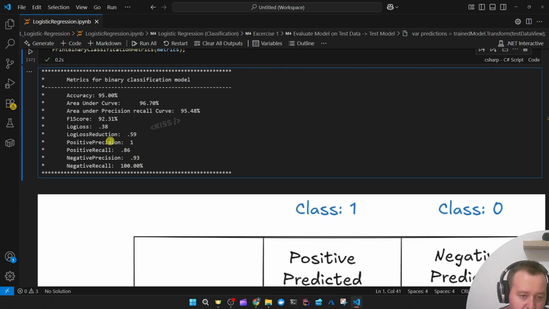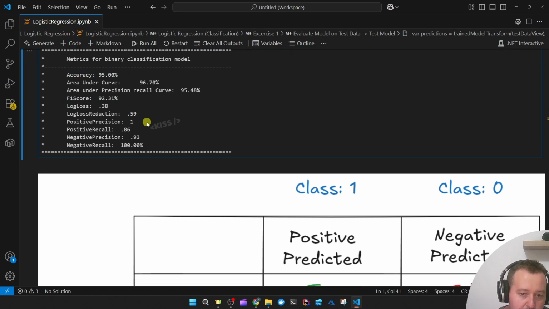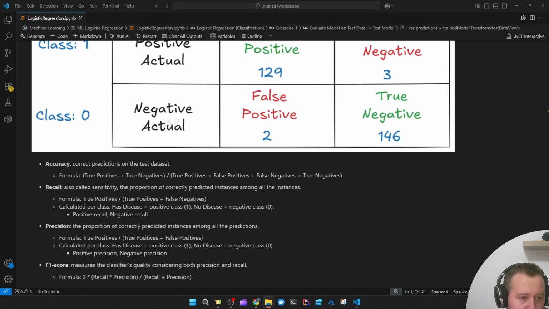Then precision, like it says, how precise is the model? Recall, I will talk more about later. It's basically a positive recall, negative recall, positive precision, negative precision. F1 score, accuracy, that's the most important. The log loss we want as low as possible, and those scores, accuracy and F1, as high as possible, and so on. So let's see, what is this? Accuracy is the correct amount of predictions on the test data set. Then the formula I will illustrate on this image.